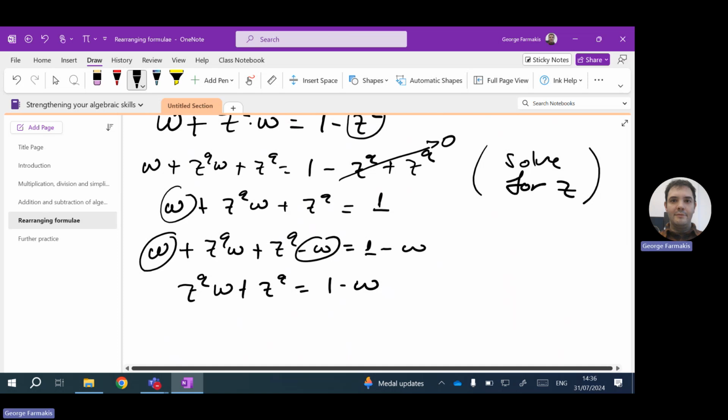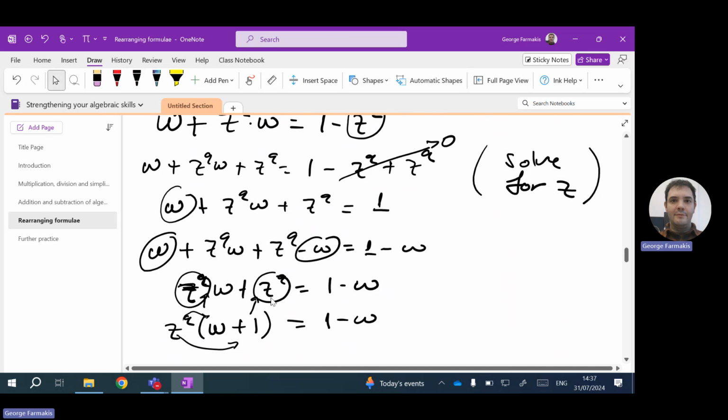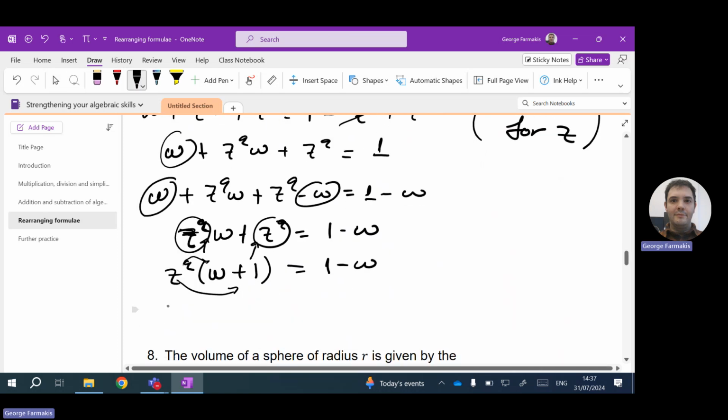So first, let's solve for z squared. Okay, if I have a formula for z squared, then I can take the square root and have a formula for z. So here I can take common factor z squared and have w plus 1. Indeed, z squared times w will give me this term, and z squared times 1 will give me this term. Okay, so I have z squared as common factor here. This is 1 minus w. So we have z squared times w plus 1 equals 1 minus w.